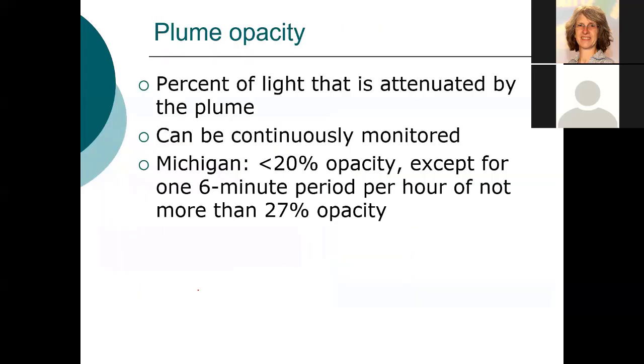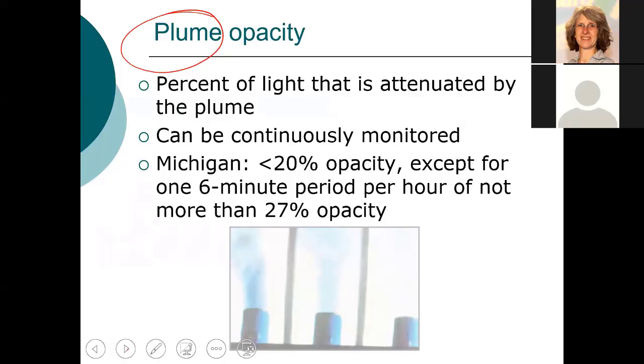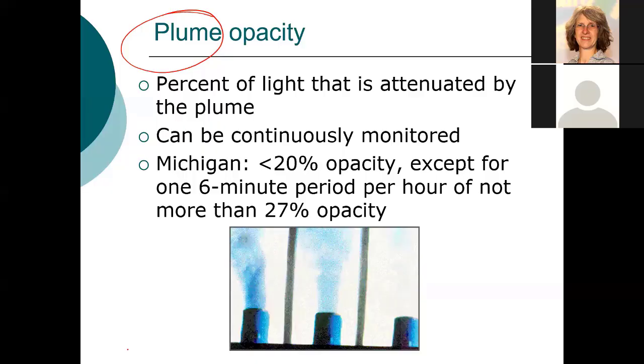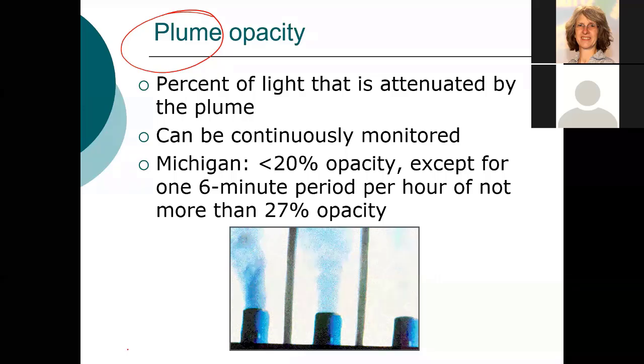And then we talk about opacity. And this pertains to the plume itself. So it's the amount of light that's attenuated by the plume. It's actually used because it can very easily be monitored. So it can be done on a continuous basis. And what is done is you're actually monitoring how much light can pass through that plume. And the regulations in Michigan state that the opacity cannot exceed 20% except for one six-minute period per hour, and still can't exceed 27%.